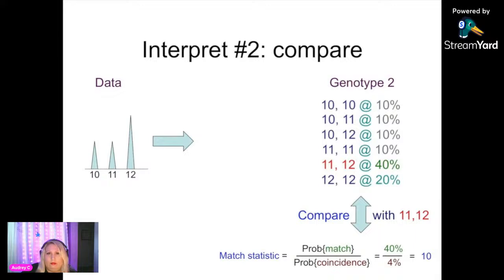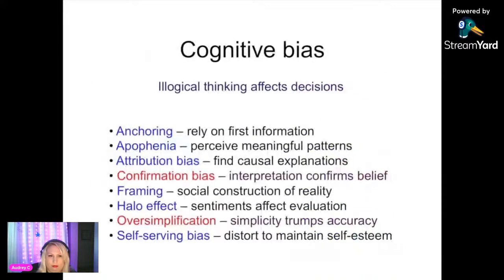A match statistic is the ratio of the probability of this specific match with the evidence divided by the probability of coincidence. Here we see on the bottom that it's 40% in the numerator, that the evidence has a genotype with an 1112 value, and the denominator has a, say, 4% chance of seeing the 1112 in the population by coincidence. This ratio of 40% divided by 4% is 10, which is the match statistic at this locus. Notice that if all the probability had been 100%, we would have had a higher match statistic of 100 over 4, or 25.